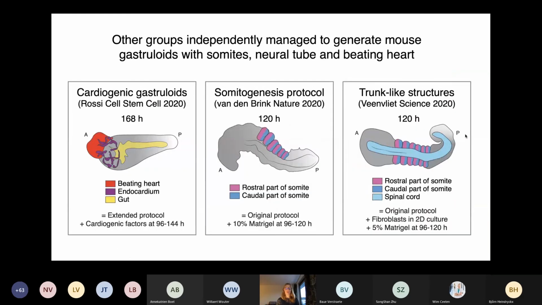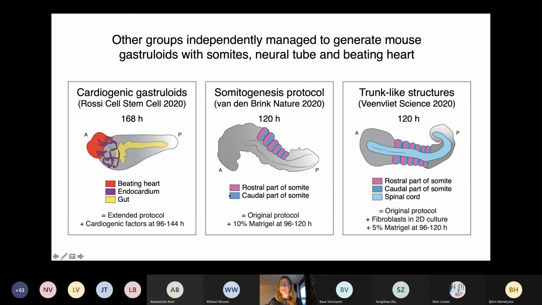And now before moving to the human part of the talk, I wanted to just quickly highlight that we are not the only ones working on optimizing the mouse gastroloids protocol. There was a group in Berlin who independently of us also found that matrigel embedding induces the formation of somite-like structures, and thus results in the formation of embryo-like structures that more accurately resemble the actual mouse embryo.